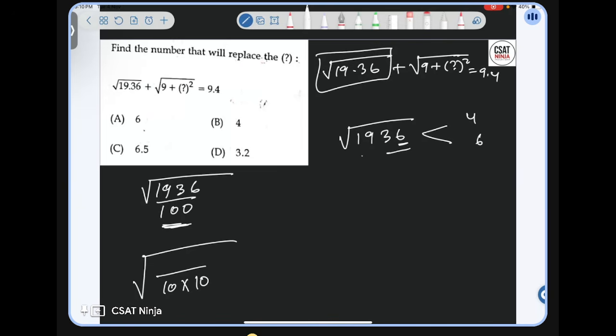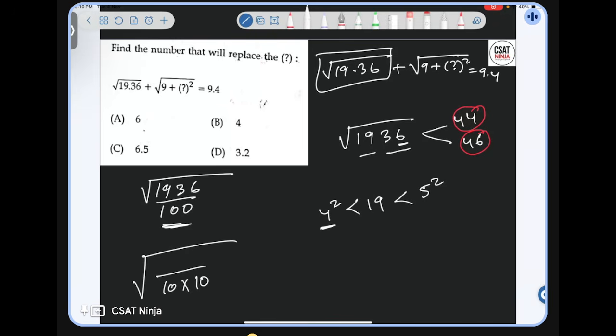Now, whenever you're finding a square root, we divide into two parts, and we take this 19. 19 lies between which square and which square? 19 lies between 4 square and 5 square. The smaller number will belong here. So we have two options here. The square root of 1936 is either 44 or 46.